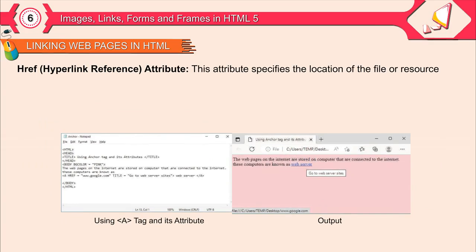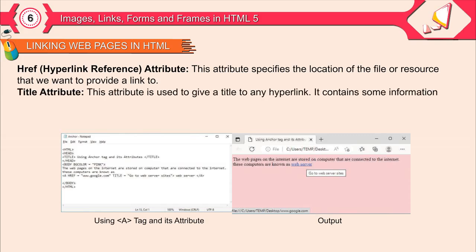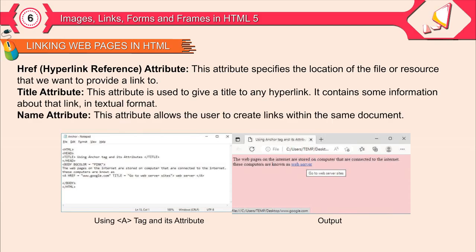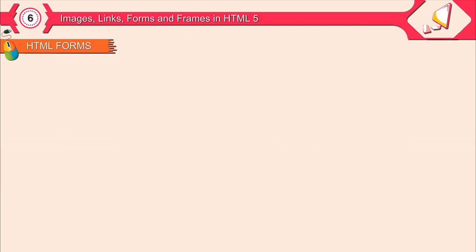href, hyperlink reference, attribute. This attribute specifies the location of the file or resource that we want to provide a link to. Title attribute. This attribute is used to give a title to any hyperlink. It contains some information about that link in textual format. Name attribute. This attribute allows the user to create links within the same document. This attribute specifies the name of the anchor being set up.